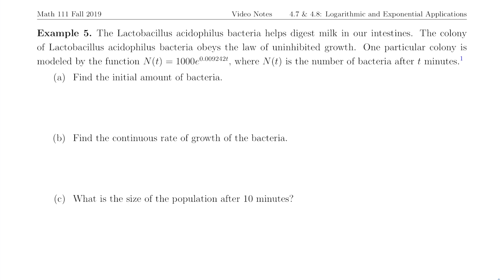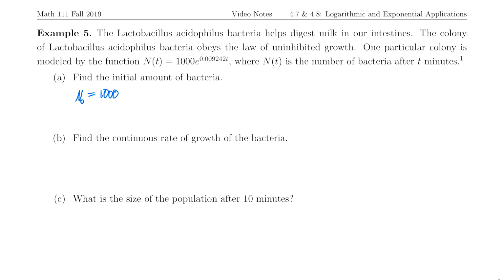N of t equals 1000 e to the 0.009242t, where N of t is the number of bacteria after t minutes. So the first question here is: find the initial amount of bacteria. That is still the same as we had right from the beginning of this term. The number in the front is always the initial amount, and in this case we would call it N sub 0, that is 1000.